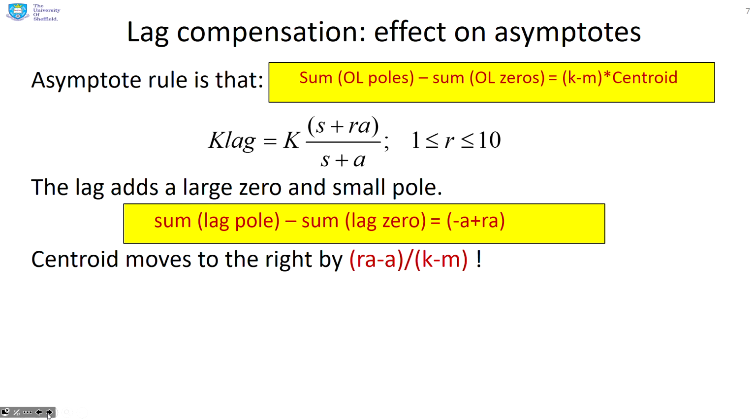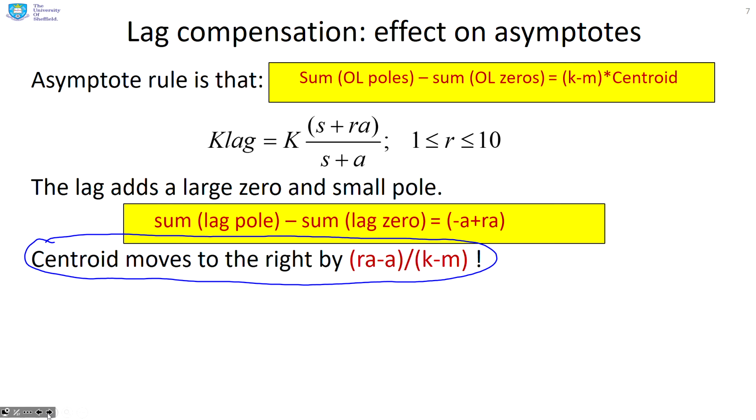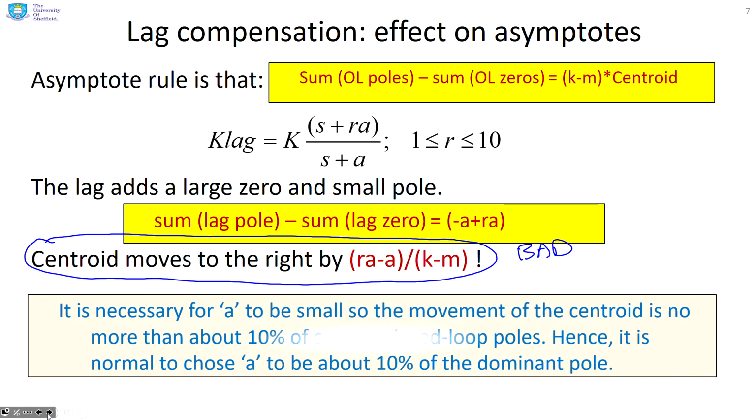If you look at a lag compensator and you look at the pole and the zero that you're adding, you will find the key thing is the centroid is being moved to the right. So this is bad. So you do need to be careful with lag compensation. You're going to move the centroid of the root loci to the right, so you are going to be closer to instability. So what are we going to do about that?